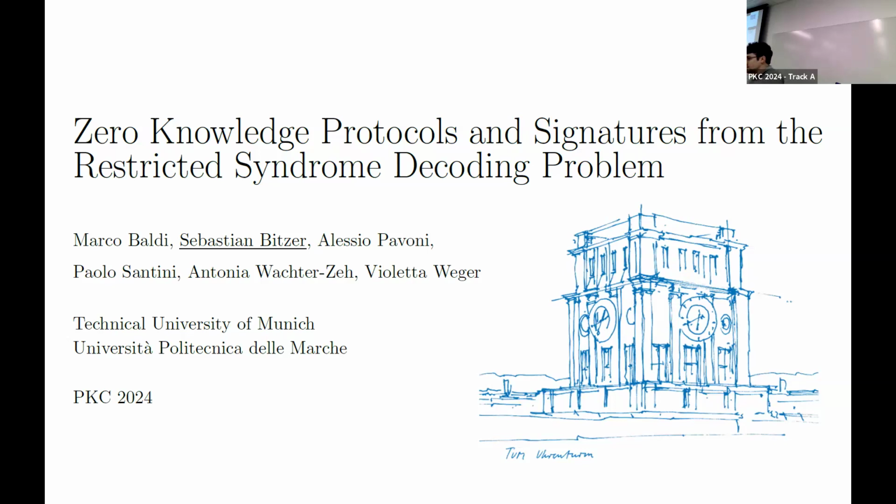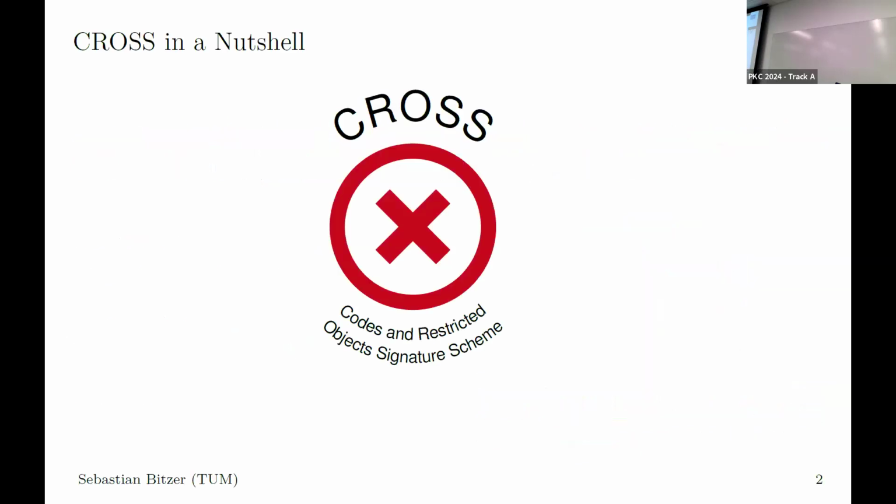Now, I'd like to start by reminding you of NIST's call for additional signatures. This might seem like a generic way of starting a session on signatures, but in my case, it really makes sense because among the 40 submissions they received last summer, there's CROSS, which stands for Codes and Restricted Objects Signature Scheme. And this submission has actually originated from the work I'm going to present to you today.